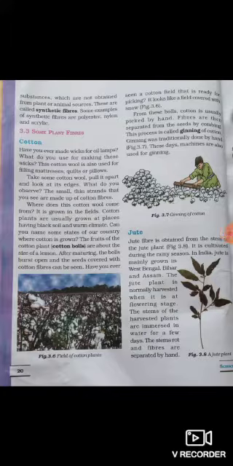From these balls, cotton is usually picked by hand. Fibers are then separated from the seeds by combing. This process is called ginning of cotton. Ginning was traditionally done by hand. These days, machines are also used for ginning. The process of separating cotton seeds from cotton fibers is called ginning. Ginning was traditionally done by hand. Nowadays, machines are used for ginning.